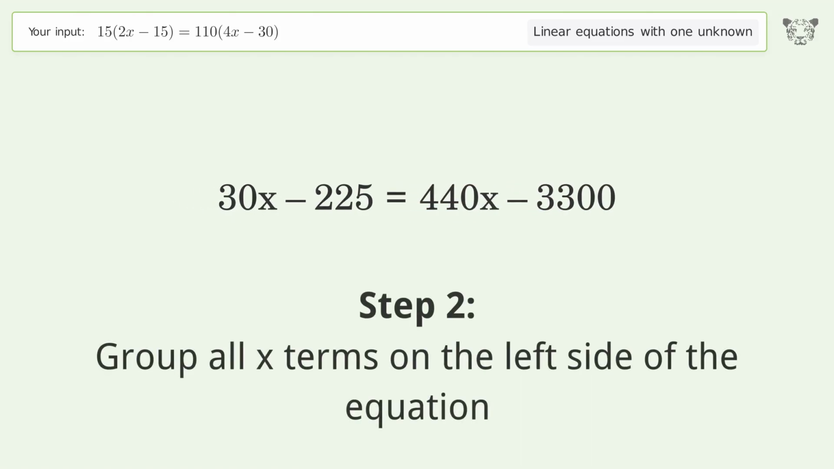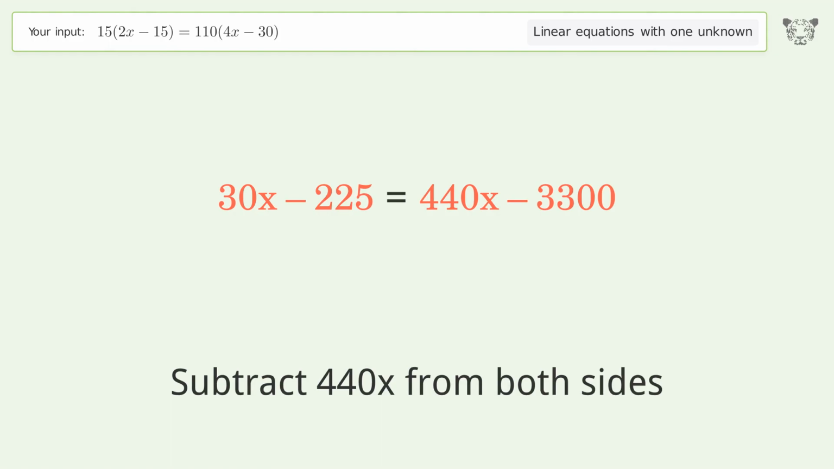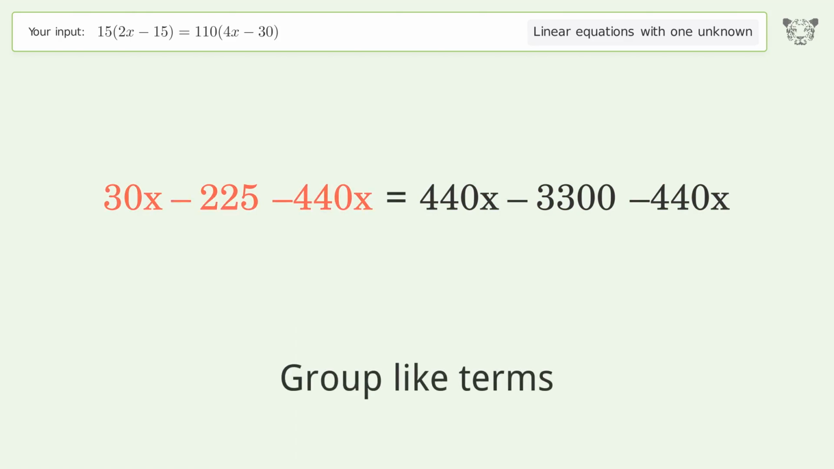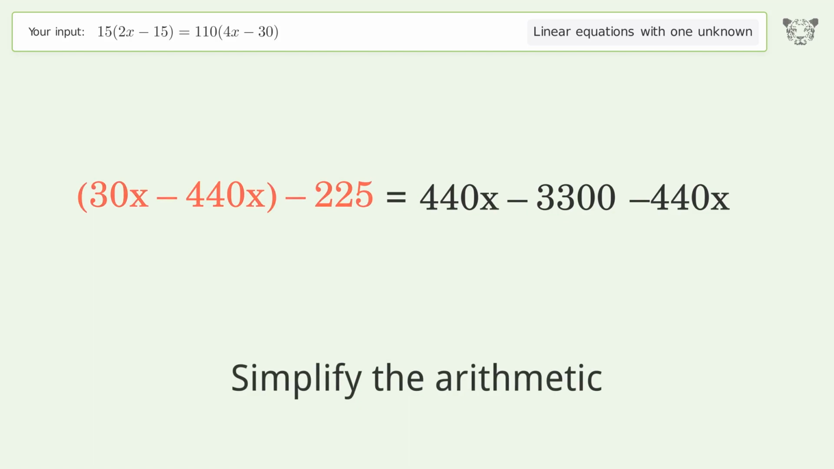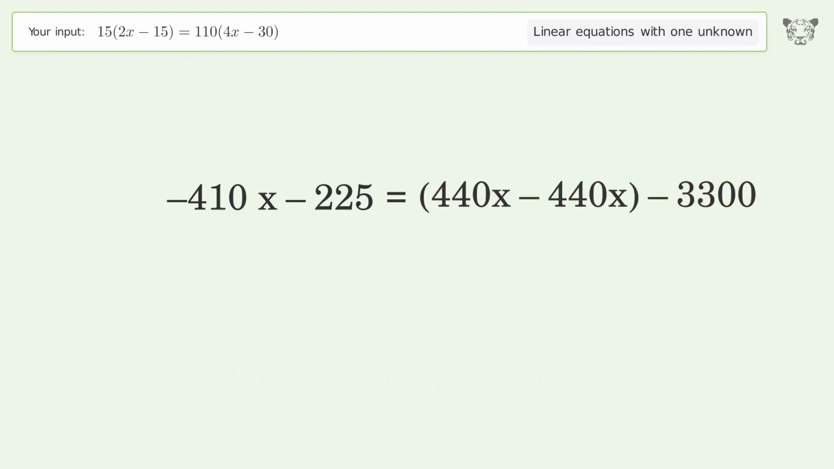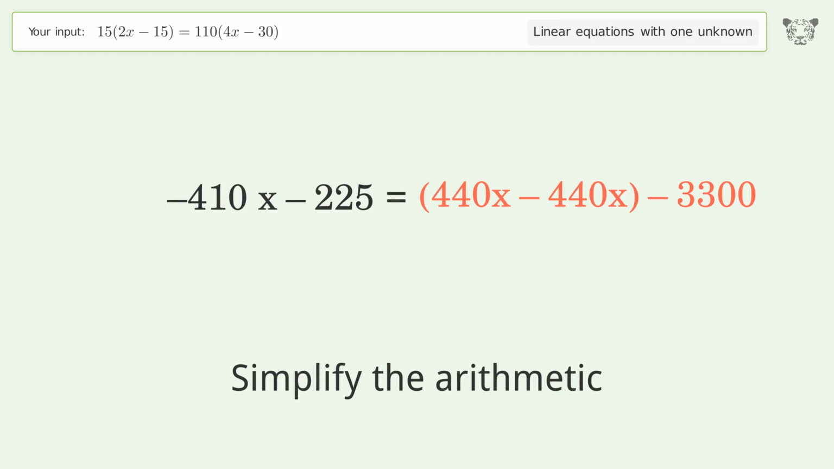Group all x terms on the left side of the equation. Subtract 440x from both sides. Group like terms. Simplify the arithmetic. Group like terms. Simplify the arithmetic.